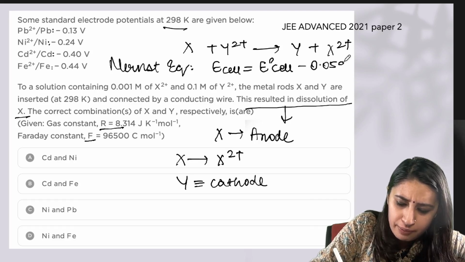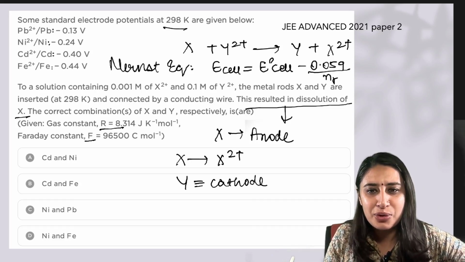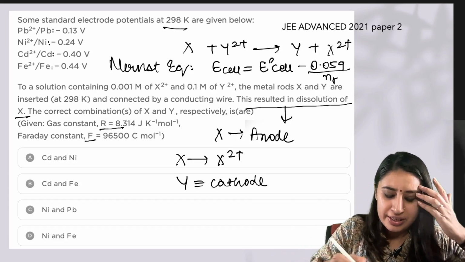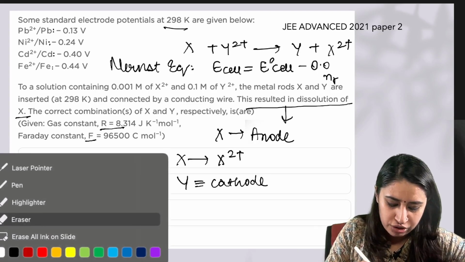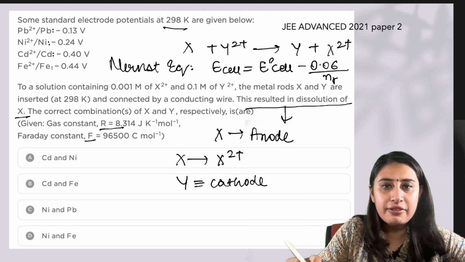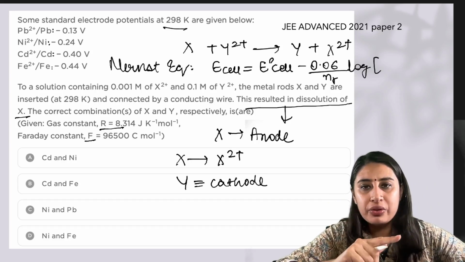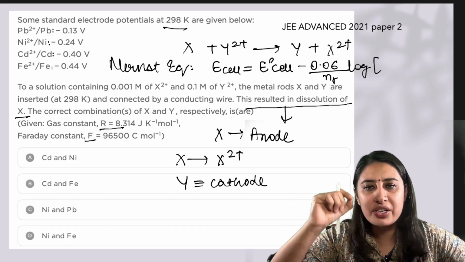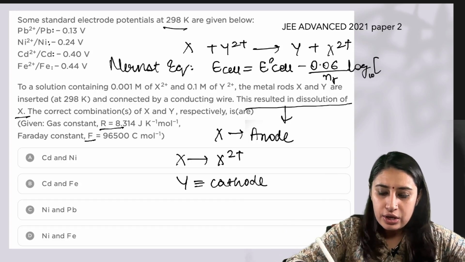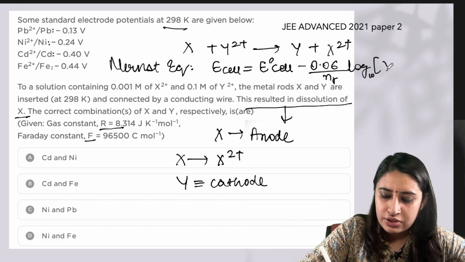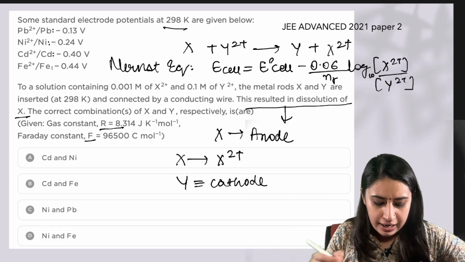So here I am writing 0.059 directly. Because we are chemists, we will do a little approximation and make it 0.06 instead of 0.059. I hope there is no objection. It is 0.059 by n factor, times log, and there is 2.303. You get 0.059 only when you take log to the base 10, so 2.303 is outside. Anything on the right hand side, which is x2+, so the concentration of x2+ divided by the concentration of y2+.